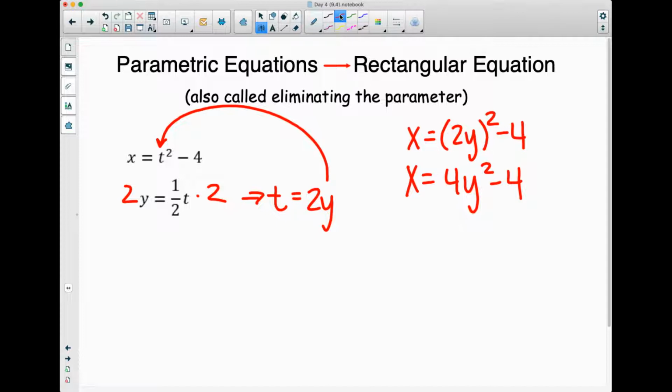So I no longer have t's in the equation. I've taken two different equations, one that's looking at the horizontal position, one that's looking at the vertical position. Now I've turned it into one equation that gives me everything I need to know. Okay. This is a sideways parabola, which makes sense because it's not a function that we're looking at here. It is an equation, but not a function.